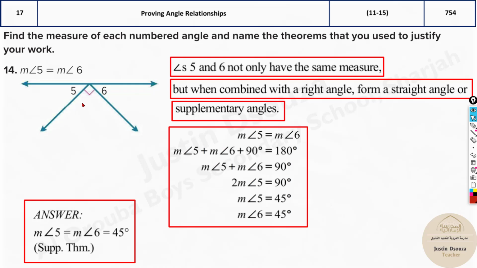Whichever method you use, since it's a simple problem, you don't need to stick to an exact solution. You can just look at this. Okay, this is 90, then these both must be 90. You can just write that out, and since they're equal, half of 90 is 45 degrees. That's it. So this is the supplementary theorem.